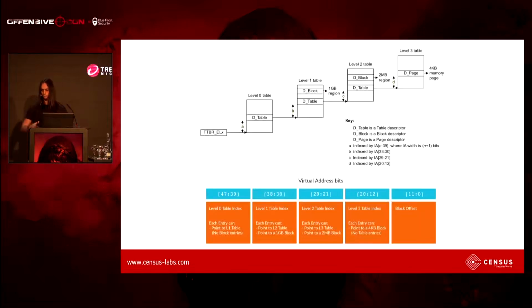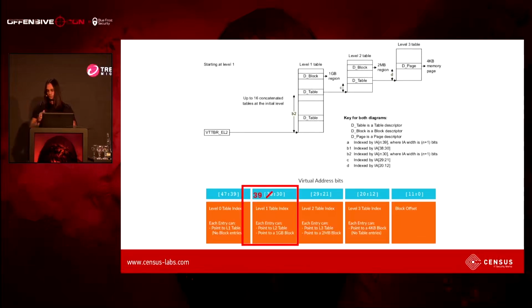So in the traditional approach, we have 40 bits now, so we require a level 0 table with 2 entries indexed by bit 39, value 0 or 1. So we have 2 tables for level 1. Concatenated tables in ARM allow us to reduce the translation steps, and to have 2 physical pages in contiguous memory, which are indexed now by bits 30 to 39. So the level 0 table is discarded, and we now have a 2-page level 1 table.